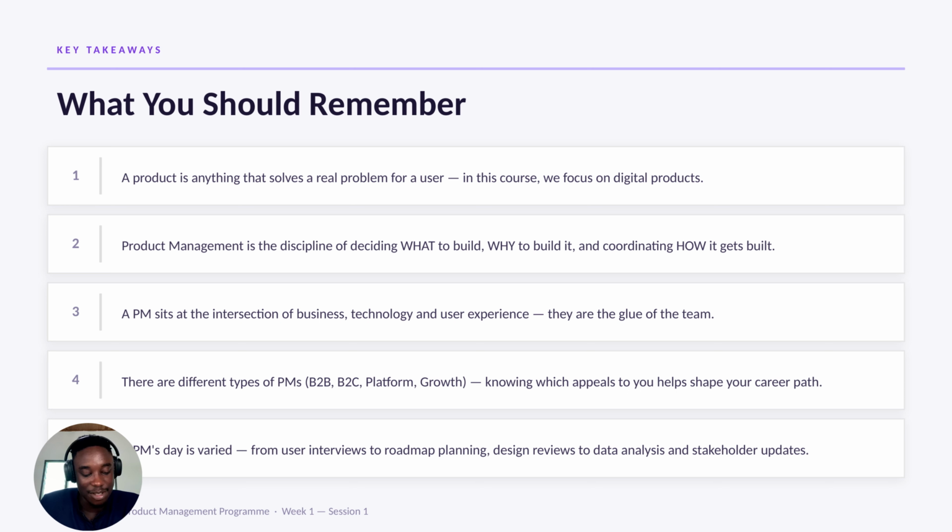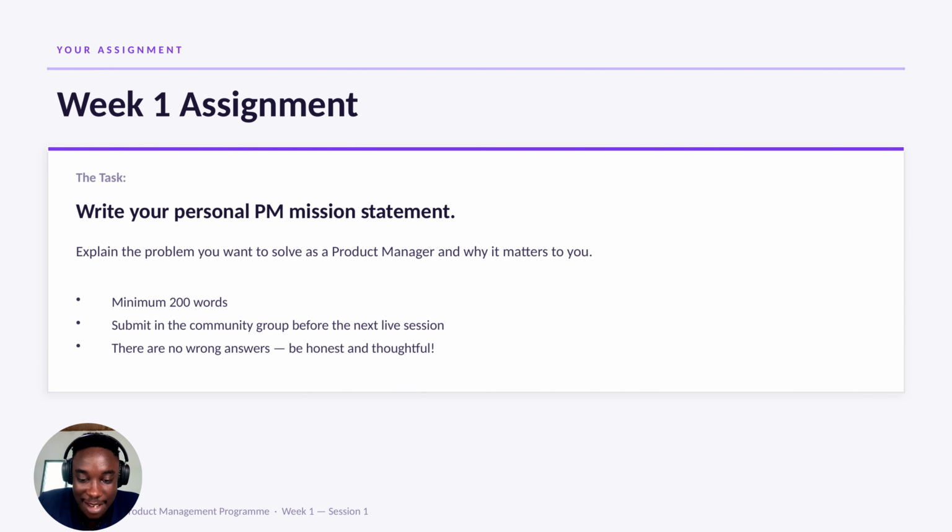And we move on to the next chapter, which is where most of you love very much. I present to you the week 1 assignment. Your assignment for this week: you write your personal mission as a product manager. So you're going to write a personal mission statement. You're going to write what problem you want to solve as a product manager and why it all matters to you. Just a few words. There is nothing like wrong over here. Just find something, talk about it. That's all. I just want to see how best you can write.